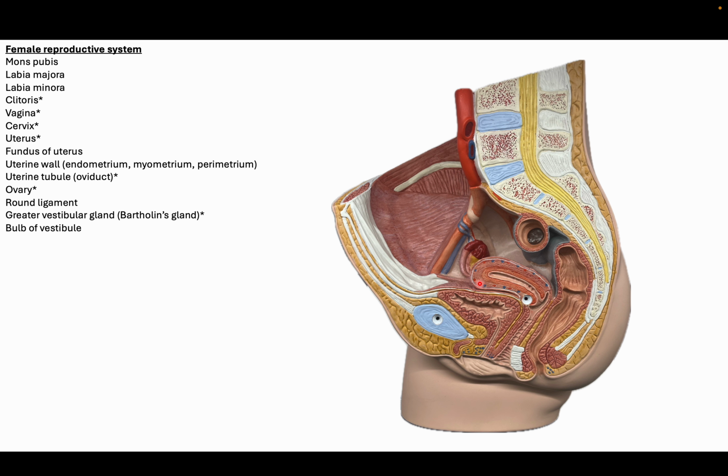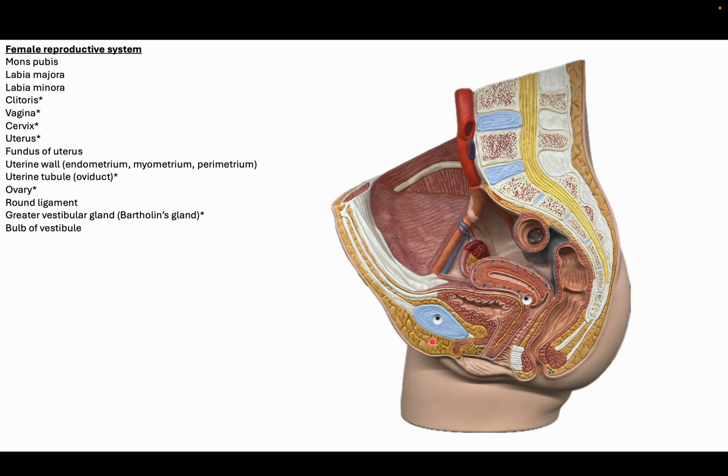All right, so let's go ahead and go down to the cervix region. This is the cervix, and this is the vagina. Outside of the vagina, you can see the mons pubis. The mons pubis is this area right here. It's a thick layer of fatty tissue that helps cover a good chunk of the female reproductive organs.